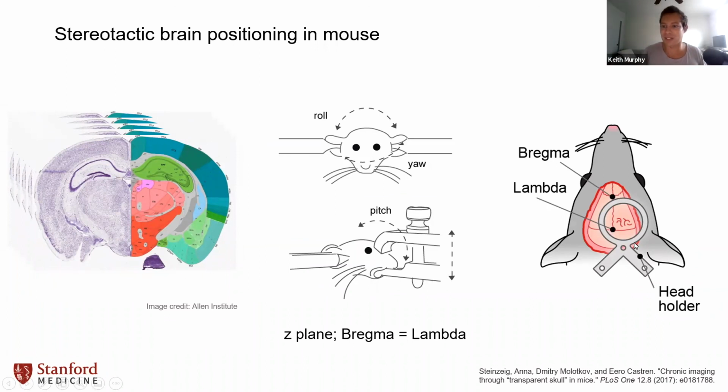And then you can use dental cement to affix a head bracket, or a head holder, to the skull. And the dental cement will typically seal all the vasculature in the skull very nicely. So the skull doesn't dehydrate or anything like that. So that's the way we do it. That's how we do it, and Kim does it, and all these different labs.